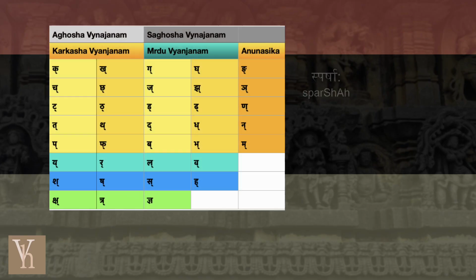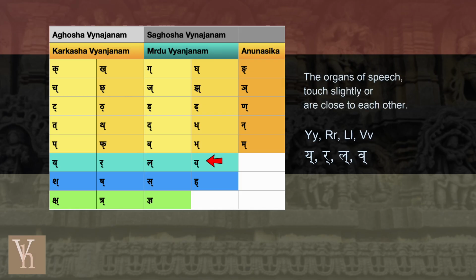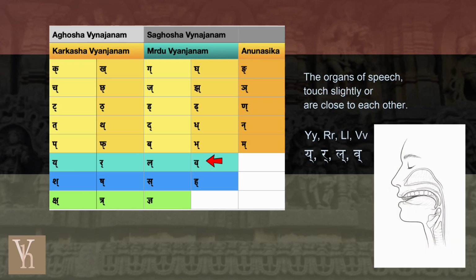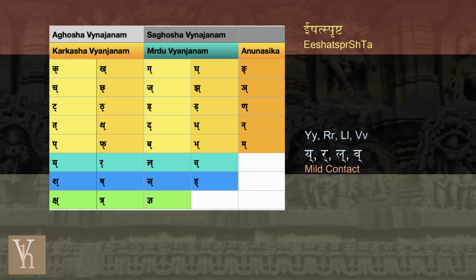Now observe the consonant table. Following the Sparshaha, there are 4 consonants marked in sea blue: Y, R, L, V. When you pronounce these consonants, the organs of speech touch slightly or are close to each other. Therefore, they are called Eeshatsprshtam, mild contact. This allows for a small amount of air to flow through the mouth. Try saying it. Y, R, L, V.